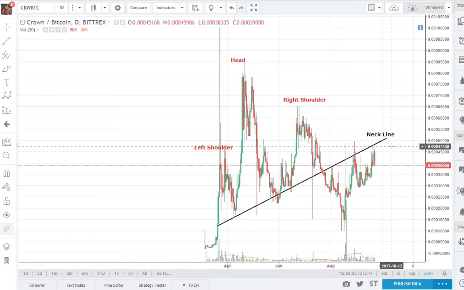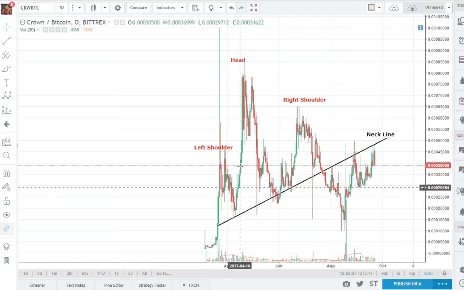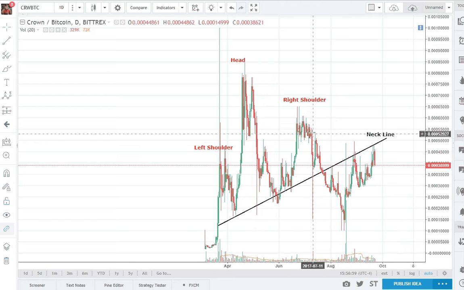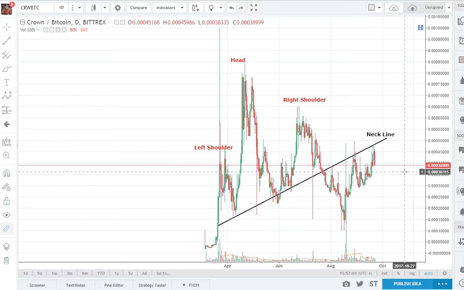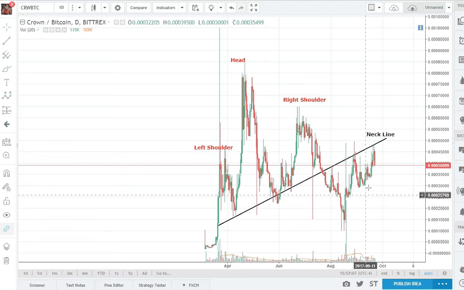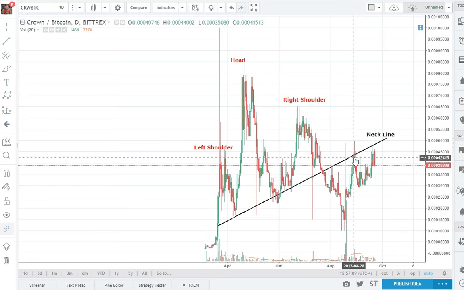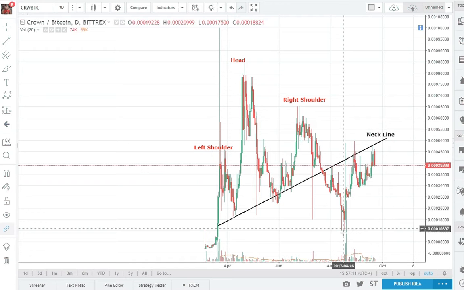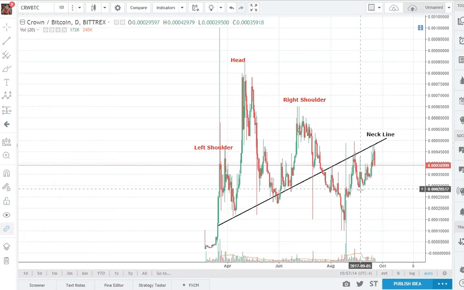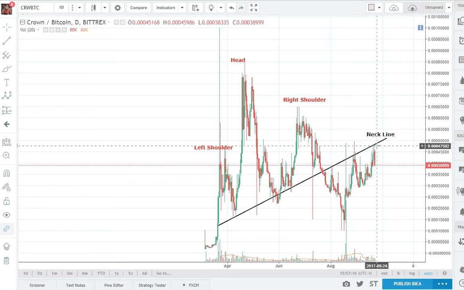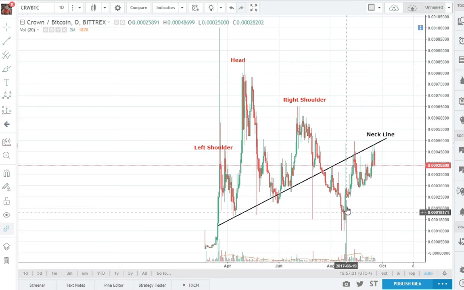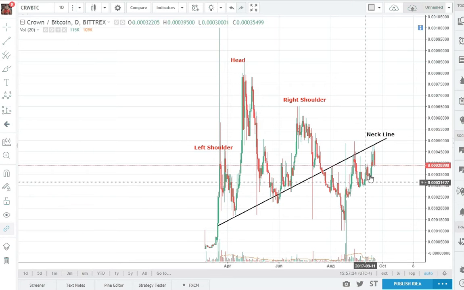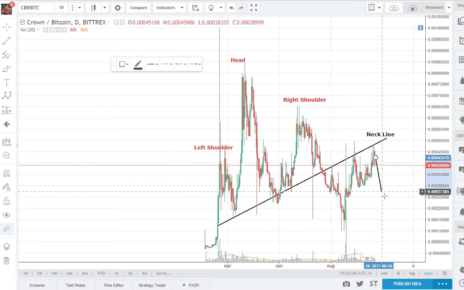However, seeing this head and shoulders pattern, and the fact that it did break through the neckline and got repelled three times now by the neckline, what I'm going to look at is this area here. So this is ABC, which makes up an A, B, C, and if that's the case, it could continue going down.